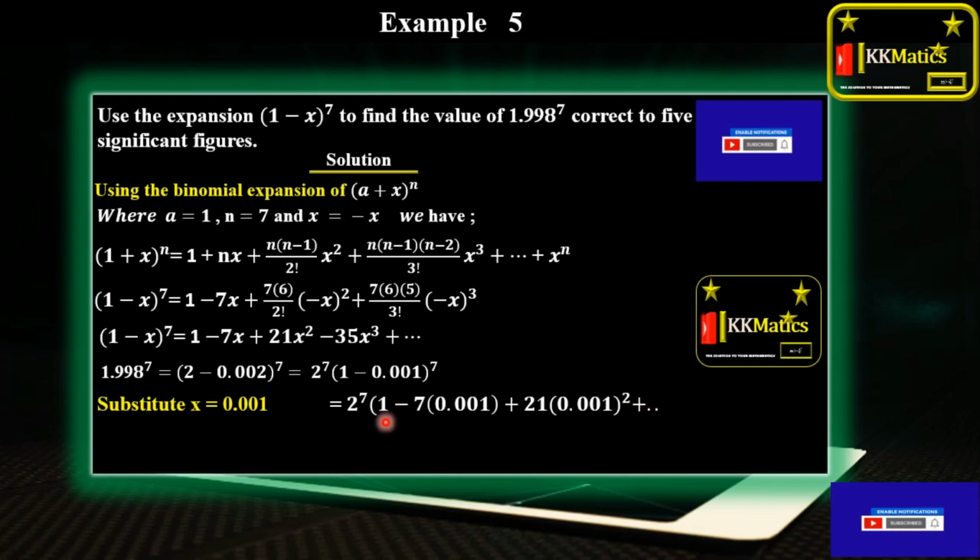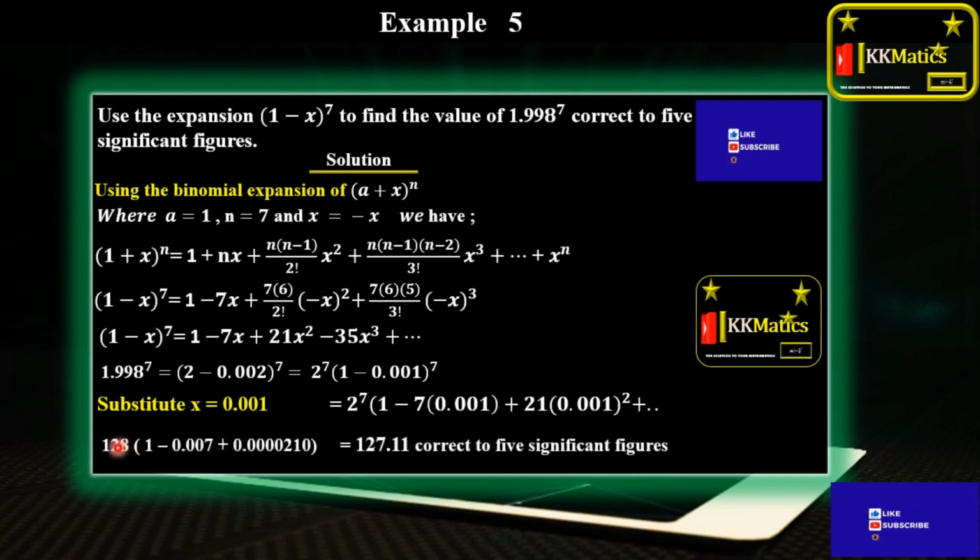Our interest here is to correct to five significant figures. So I start doing: 2 raised to the power 7 is 128, and we bracket this expression here, and that leads us to 127.11, and this is to the fifth significant figure. So that's the first significant figure, the second, the third, the fourth, and the fifth.